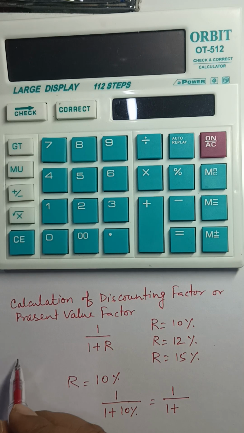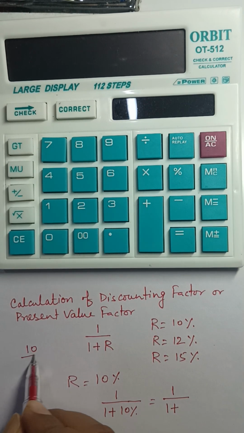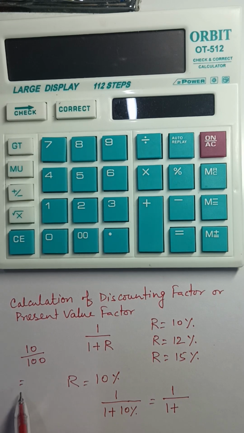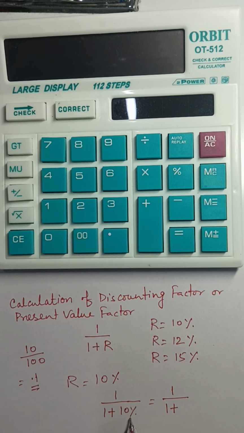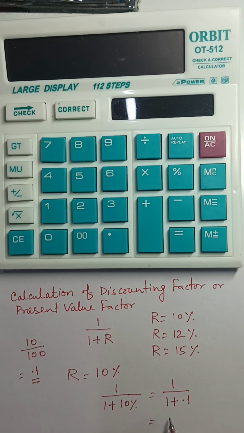10% means what? 10 divided by 100. So here we can write in decimal 0.1. We will convert 10% to decimal and find 0.1. So here 1 plus, in the place of 10% I'll write 0.1. So the final value we will have is 1 divided by 1.1.